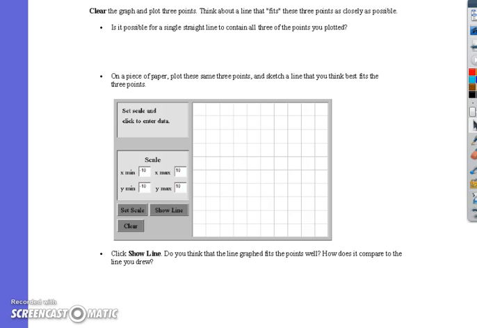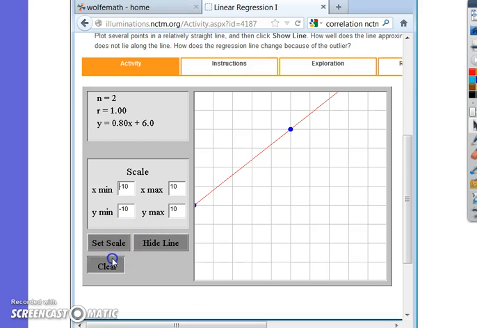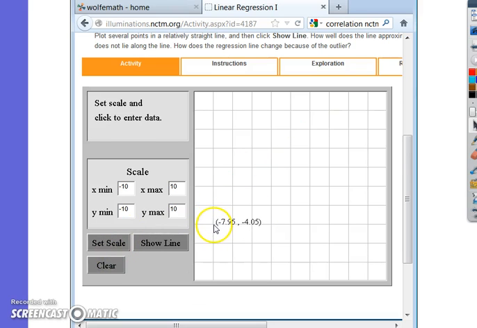The next page, would you turn your page over. Now that we've done 1 dot, you can't make a graph. 2 dots, you can make a graph. It's mx plus b form. What about 3 dots? It says clear the graph and plot 3 points and think about a line that fits those 3 points. So I'm going to clear, and this time I'm going to put 3 points, but they're going to be in weird spots. So these 2 would make a line, but what about this one over here? So now these 3 dots aren't all on one line.